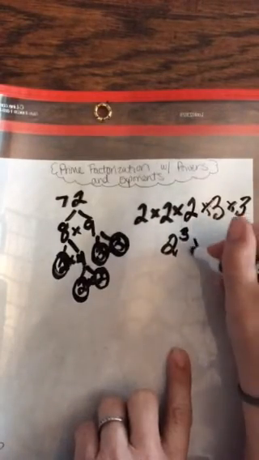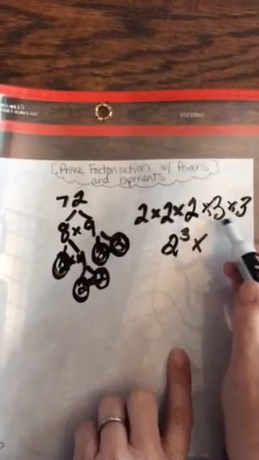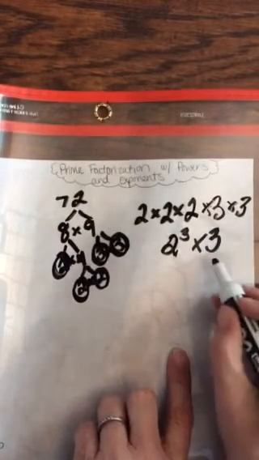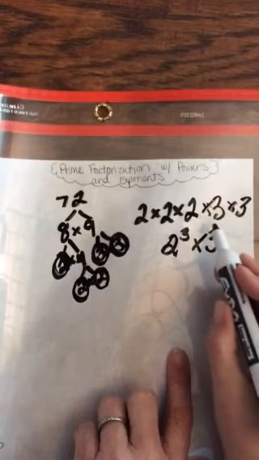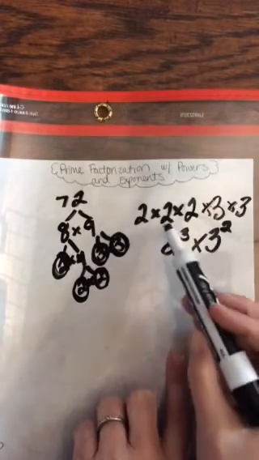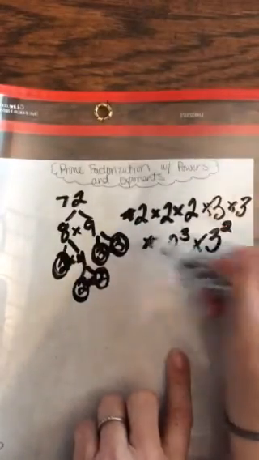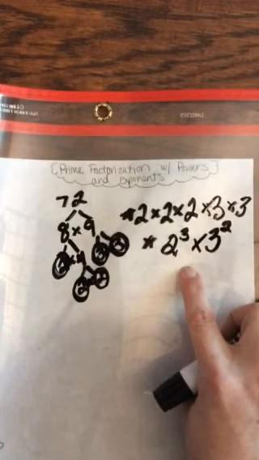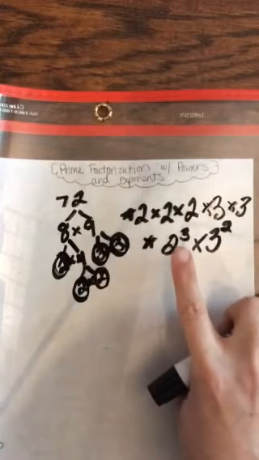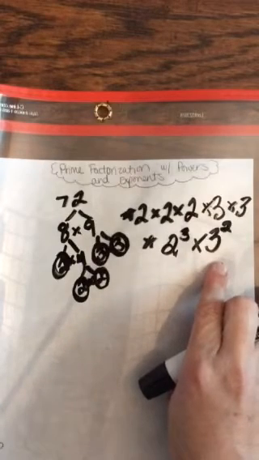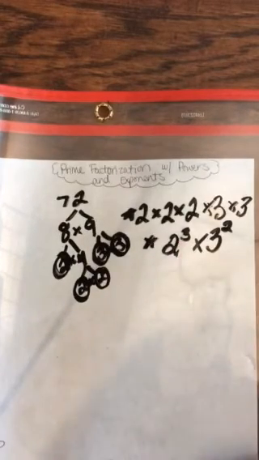I still am multiplying, and now I also notice that I have another duplicate. This time my base, my number that is repeating, is 3, and I end up having 2 of them. So both of these answers are correct. You could write them either way. However, if your question asks you for the powers and the exponents, you will need to write it this second way. So just taking those factors and condensing them down, writing them a little bit shorter using our exponents.